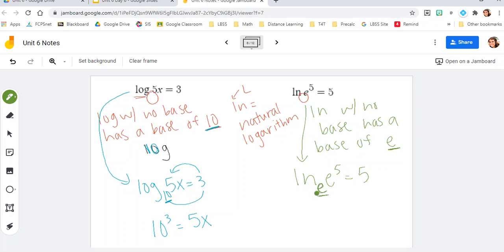I don't really have a good memory trick for this one, but if you can remember that the log is 10, then process of elimination means ln has to be the e, if you can remember those two things. So if we wanted to practice switching this, we would have e raised to the 5th power equals all this stuff right here, e to the 5th. And yeah, e to the 5th equals e to the 5th. That makes sense to me.